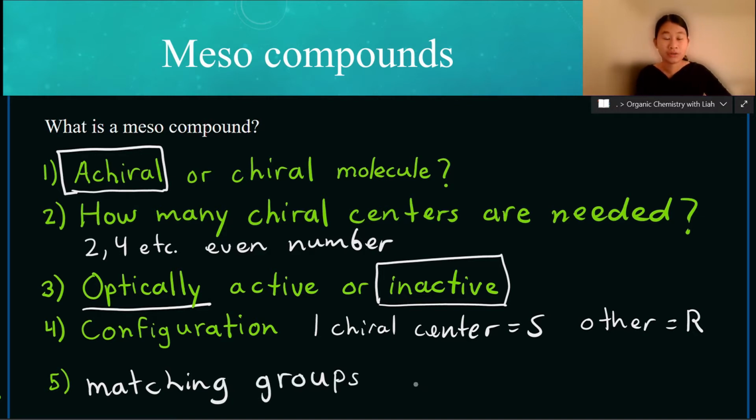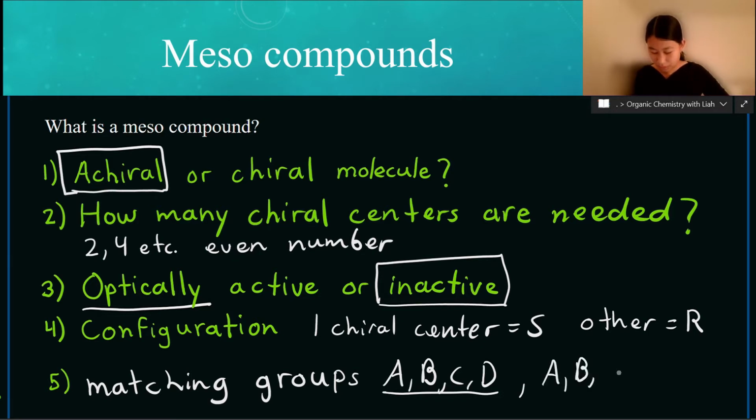If one of the chiral centers in the meso compound is bonded to groups A, B, C, and D, then the other chiral center in the molecule needs to be bonded to the same thing. If the other chiral center is bonded to something different, for example, A, B, C, and E, these 2 chiral centers do not have matching groups, and therefore the molecule would not be a meso compound.